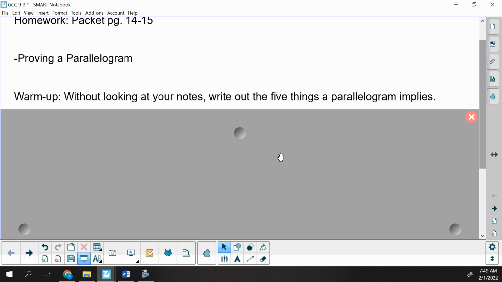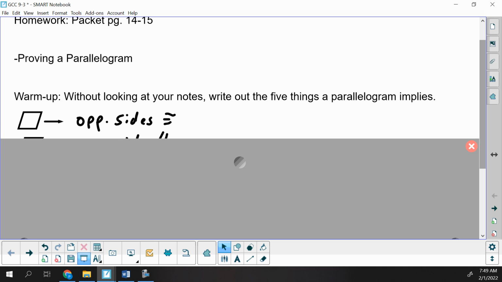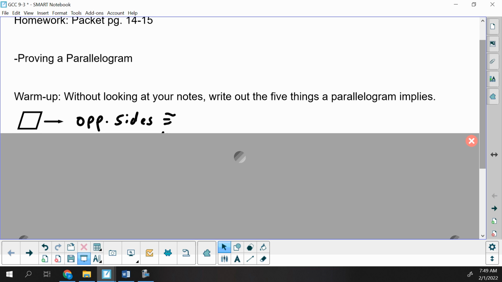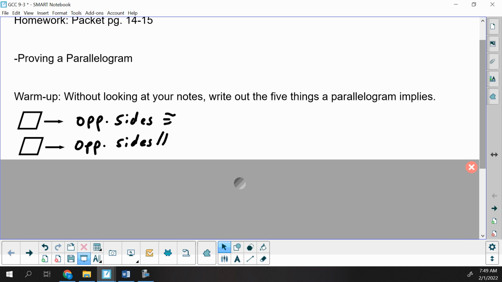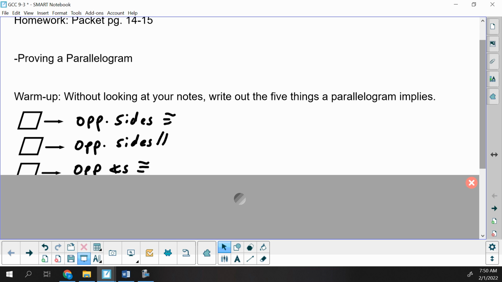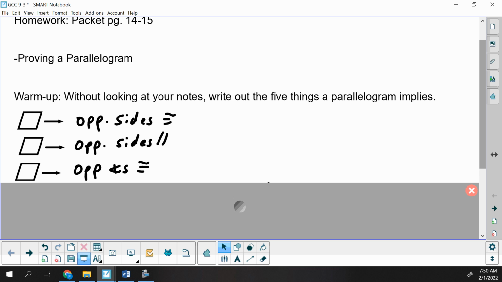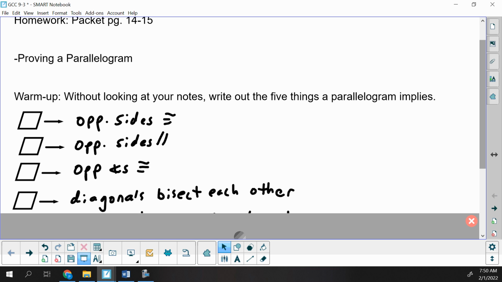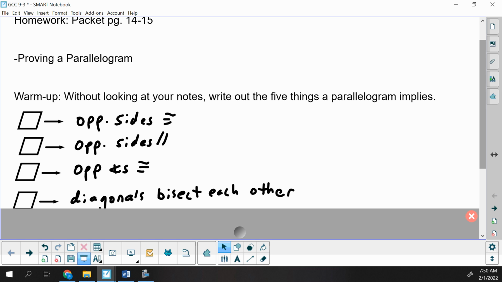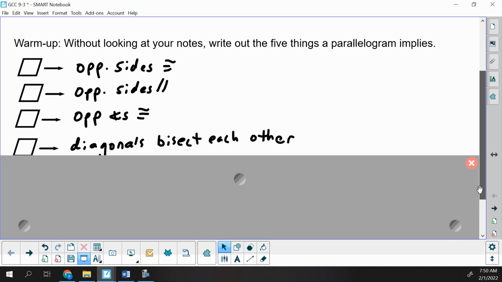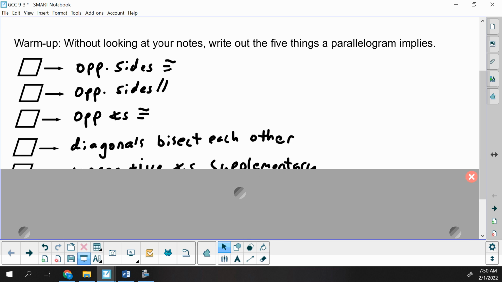So in no particular order, you should have these 5 things. Parallelogram implies opposite sides congruent, and we get both pairs of those. Parallelogram implies opposite sides parallel, again, both pairs. Parallelogram implies opposite angles congruent, both pairs. Parallelogram implies diagonals bisect each other. So then you could do segment bisector implies midpoint, midpoint implies 2 congruent segments.